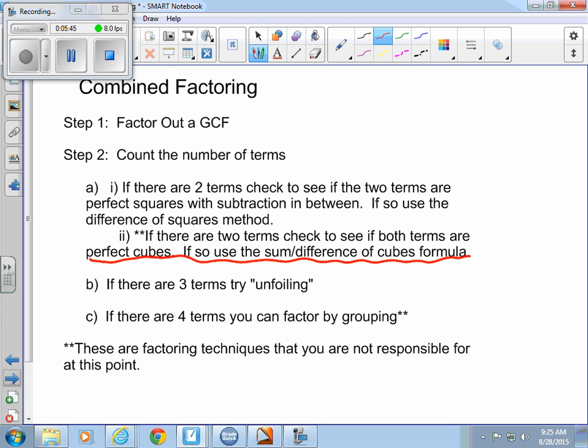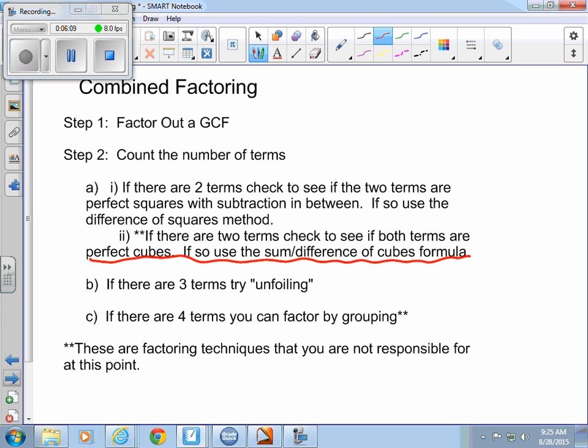A note to you, if you do go on to pre-cal someday, there is another method with 2 terms, but we're not going to do it. It's not in the college algebra curriculum, so you don't need to know it. So for our purposes, if we have 2 terms and it's not a difference of perfect squares, it just doesn't factor. Okay? What are the qualifications to have a difference of perfect squares?